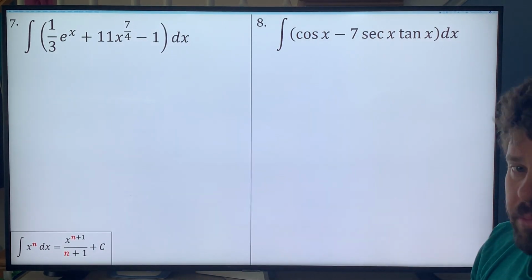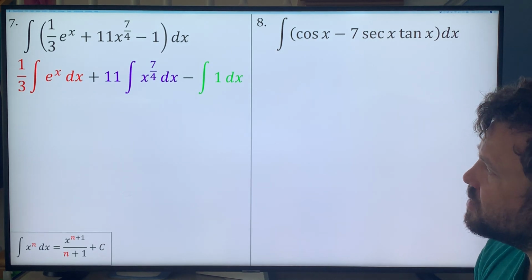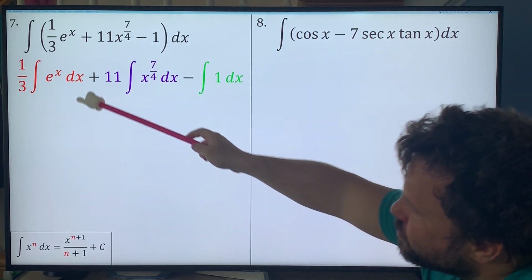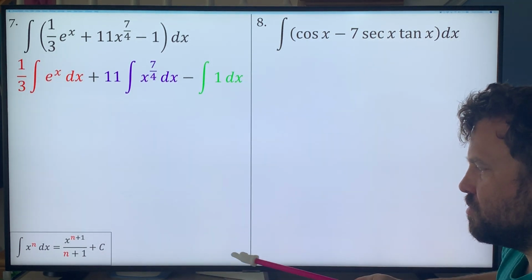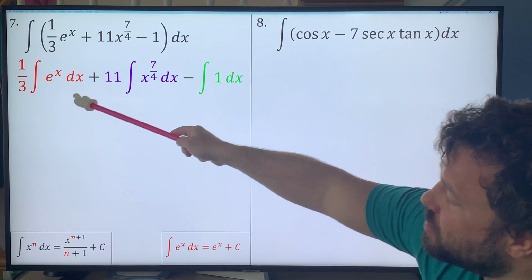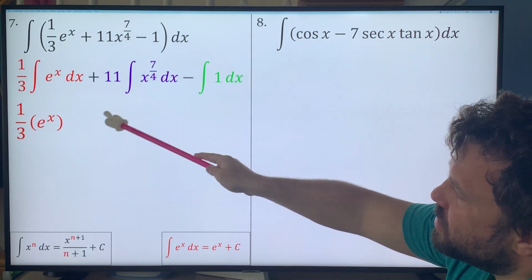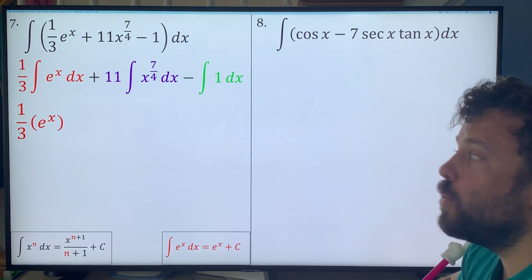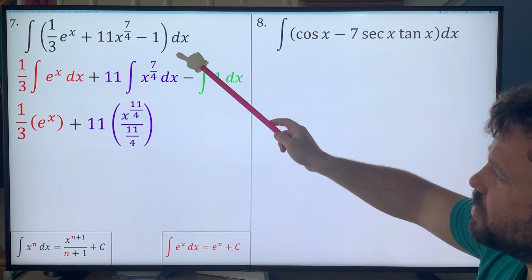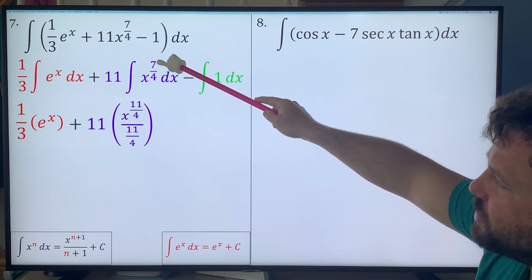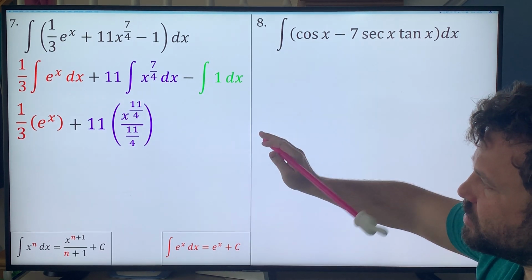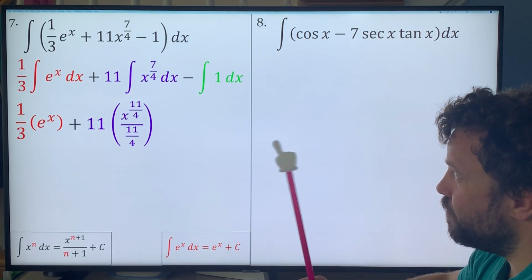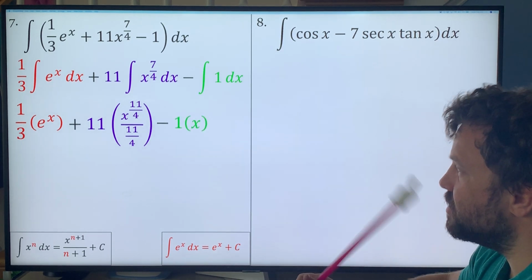All right, that's it. Oh, what's the integral of e to the x? So you got 1/3 e to the x, x to the 7/4 minus 1 dx. Sorry, minus. Integral of e to the x is e to the x. So this becomes 1/3 e to the x plus x to the 7 over 4 minus 1, which is 7 over 4 minus 4 over 4. So, plus 1. 7 over 4 plus 4 over 4. 7 plus 4 is 11. And the denominator says 4. So 11 over 4, divided by 11 over 4, minus 1 times x plus c.